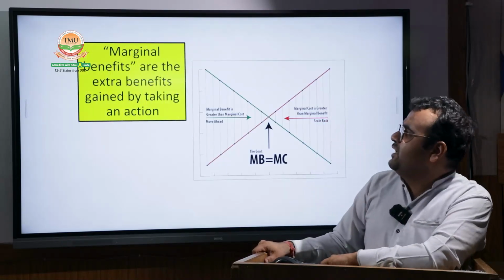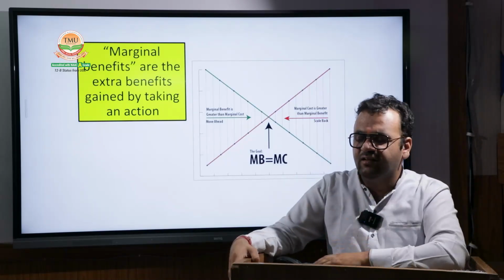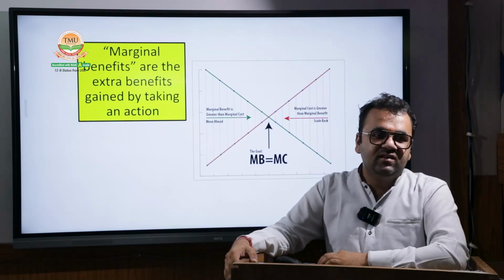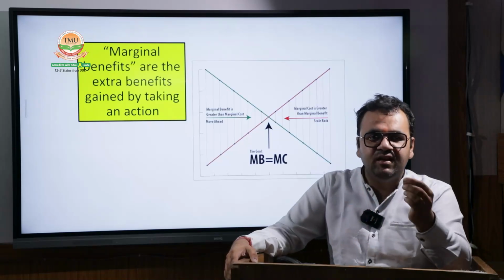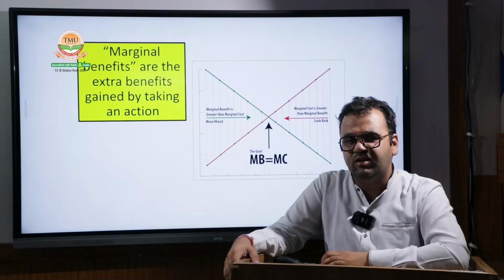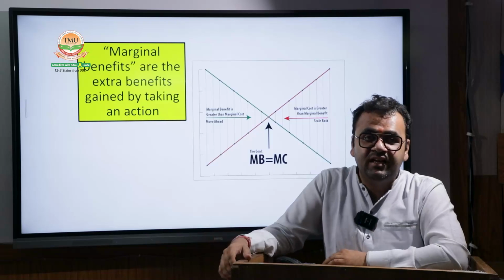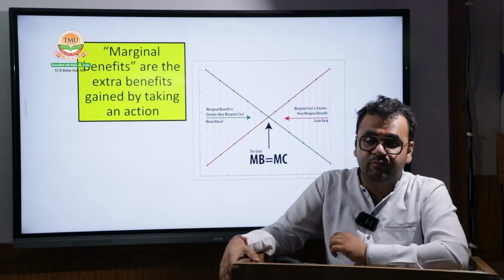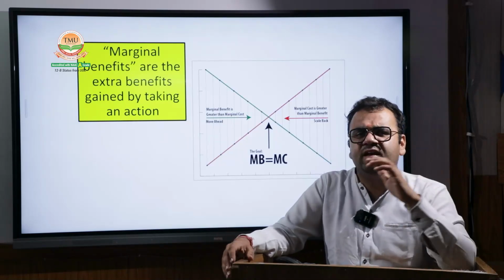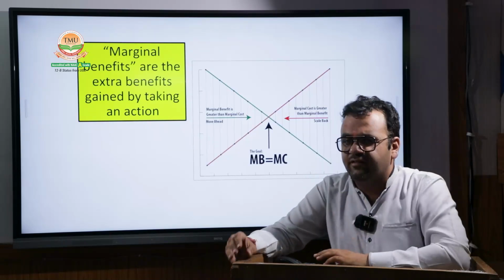Marginal benefit is the extra benefit gained by taking an action. For example, today in a factory, I have said to the employees that if you produce 300 units today or more, then I will give you some reward. The reward can be anything. It can be money, a gift, a holiday, casual leave, or any other thing which can satisfy the want of the employee.